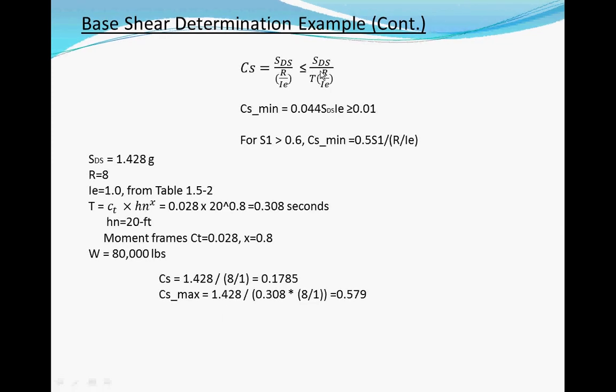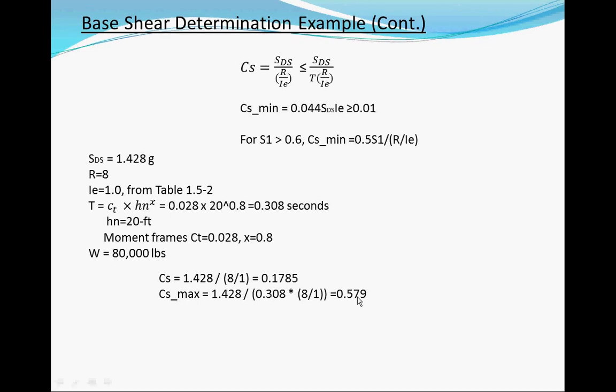This is the maximum I'm calling. So 1.482 divided by 0.308, the period, that's where we need a period from. And then 8 divided by 1.57. So the maximum is about 0.56 or 0.58. What we have now is that. So we're not over the maximum, so that one's still okay.